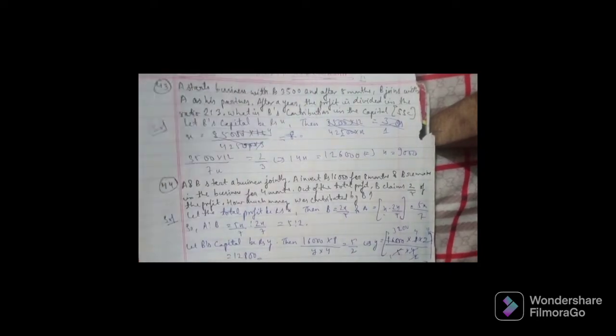Options are 1,05,000, 1,75,000, 2,10,000, data inadequate, none of these. This has been asked in the SBI PO question paper. So this has been an important one. So we go for the same.